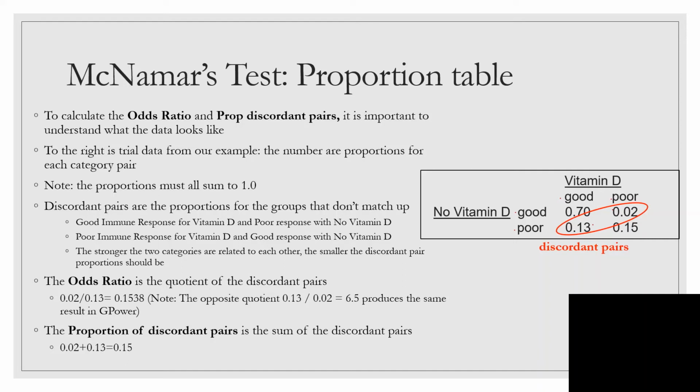Now, once you know what the discordant pairs are, you can get the odds ratio, which is just the quotient, or dividing one by the other. So in this example, it's 0.02 divided by 0.13, which gives us 0.1538. Now, the opposite quotient produces the same result in G-power. So it really doesn't matter which way you divide them. I usually divide them just so that it's a decimal rather than a larger number. And then the proportion of discordant pairs is just the sum, so 0.02 plus 0.13. So that's how you get those two important parameters.